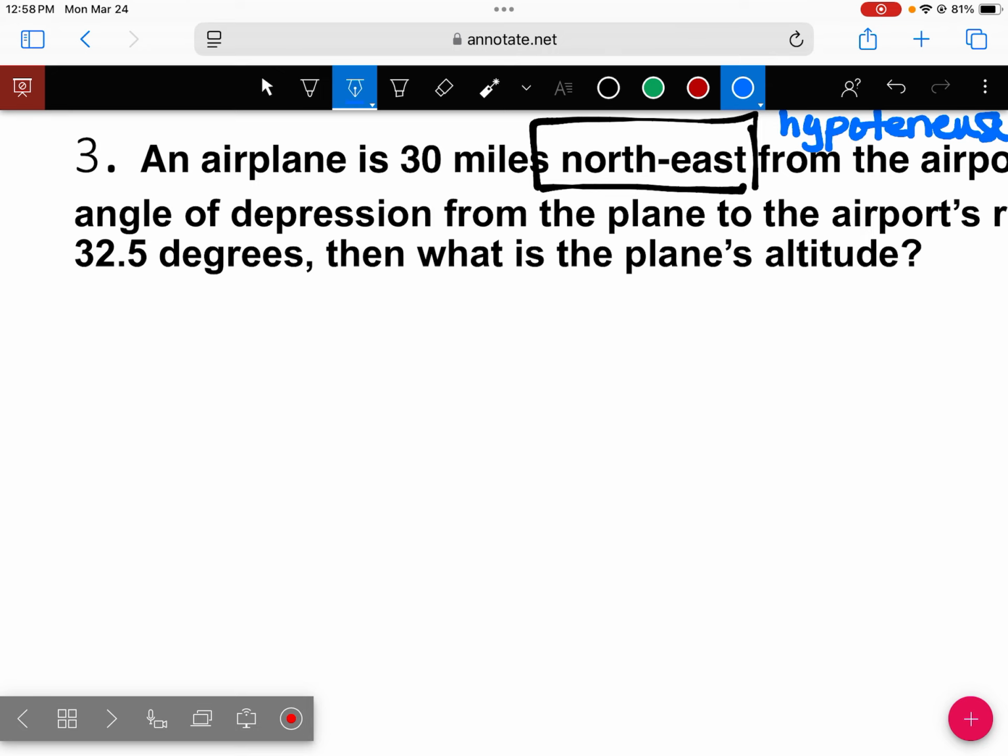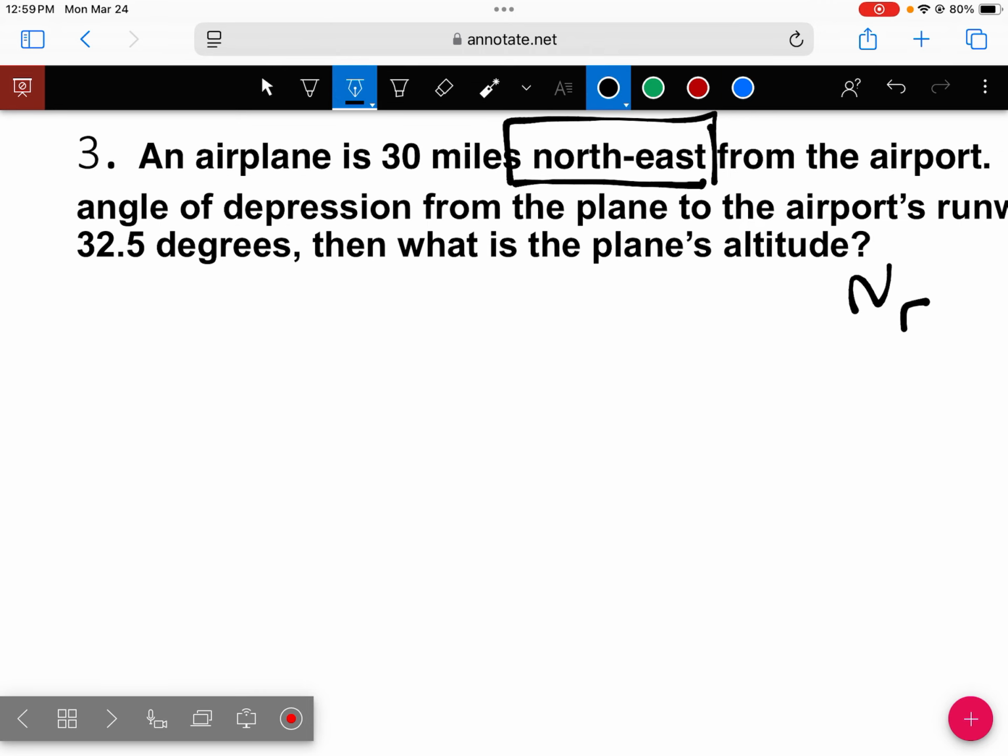Because it's going at an angle, or at a diagonal. So it didn't just say north, it didn't just say east, it said northeast. So we have an airplane, and northeast would be this direction. So it's going this direction, 30 miles.